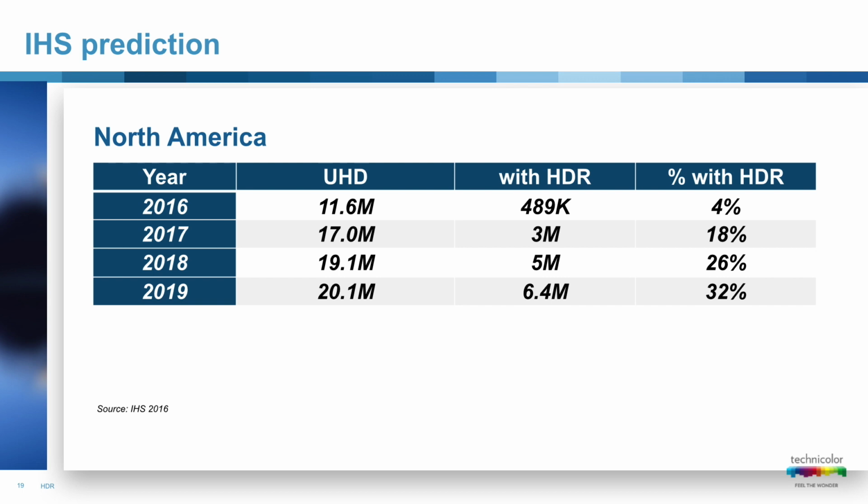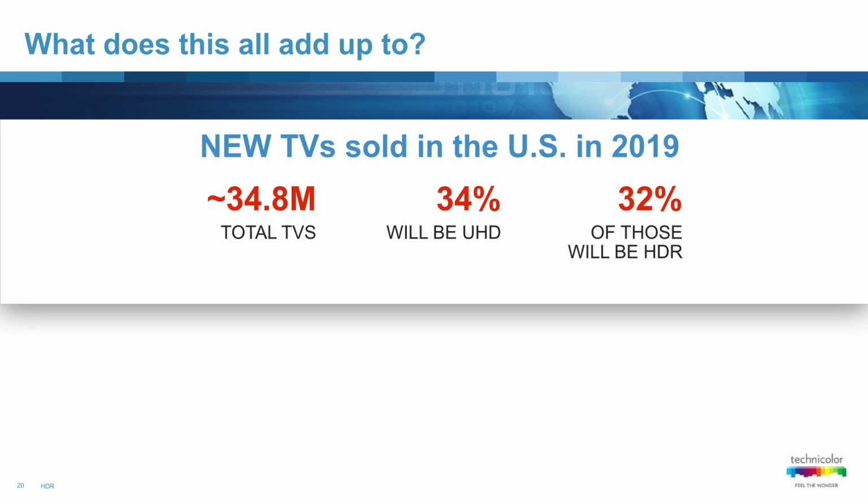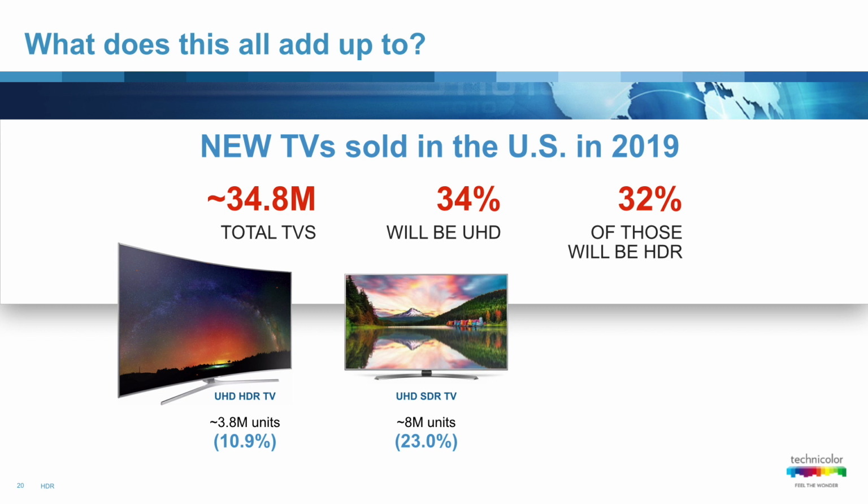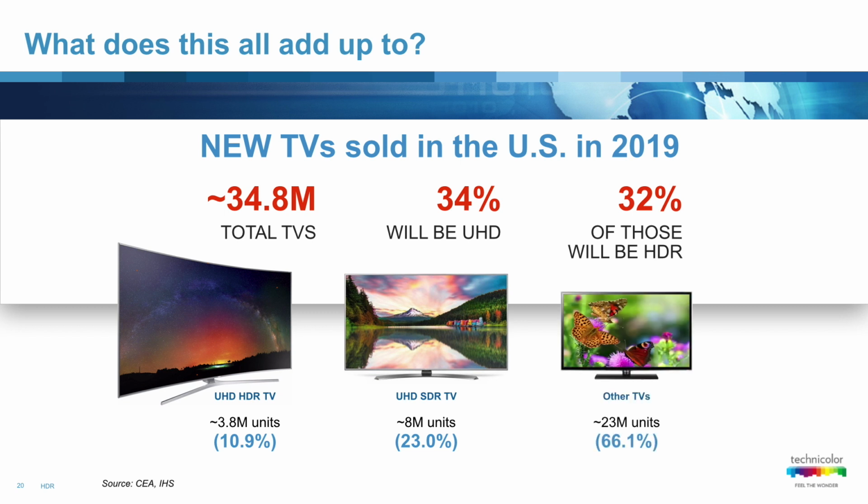I point that out because as we look at these new TVs, people buying brand new TVs in 2019, and we use these numbers to crunch them, really UHD HDR TVs will only represent, again, 11% of the marketplace. UHD SDR TVs, about 8 million will be sold in the United States. I crunched these numbers for the US specifically, representing about 23%. And other TVs, which include HD, maybe a few 8K TVs out there, as some of the manufacturers are going that route.